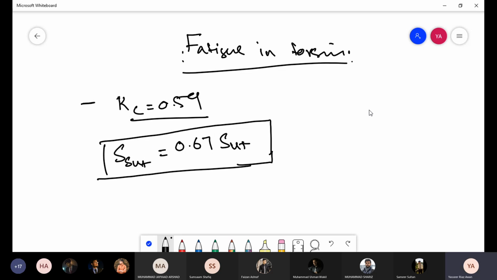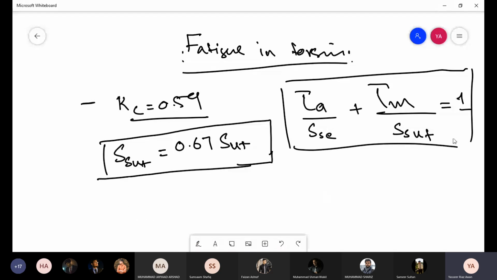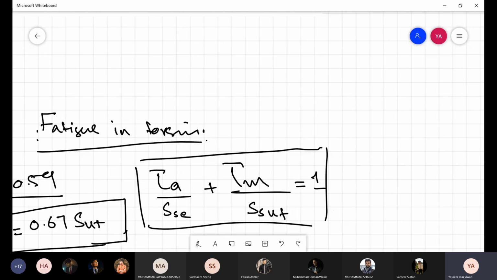And the rest of the modified Goodman diagram and everything is applicable to this pure torsion case as well. So we change the strengths, and the rest is the same: tau A divided by shear endurance limit. And for the modified Goodman diagram, similarly, tau M divided by shear ultimate strength equals 1. So that is basically the Goodman diagram for pure torsion cases. And we will discuss that when we talk about the spring case.